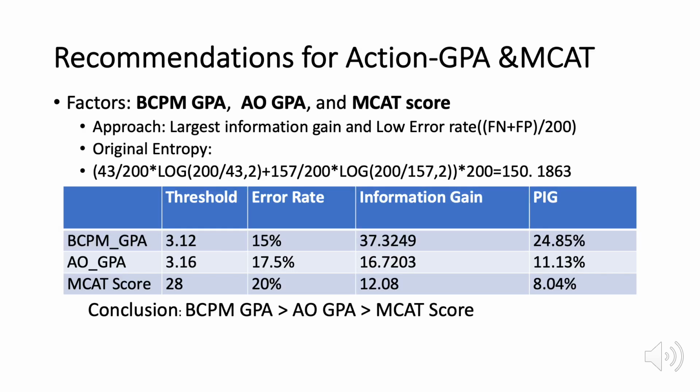Given the four score factors, I evaluated the most important factors based on relatively larger information gain and low error rates by fitting those variables into a simple threshold model. And we can see that the BCP and GPA is the most important one, followed by all other GPA and MCAT score.